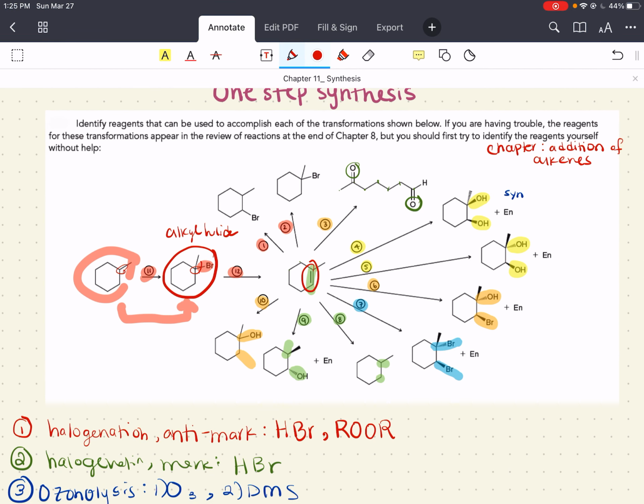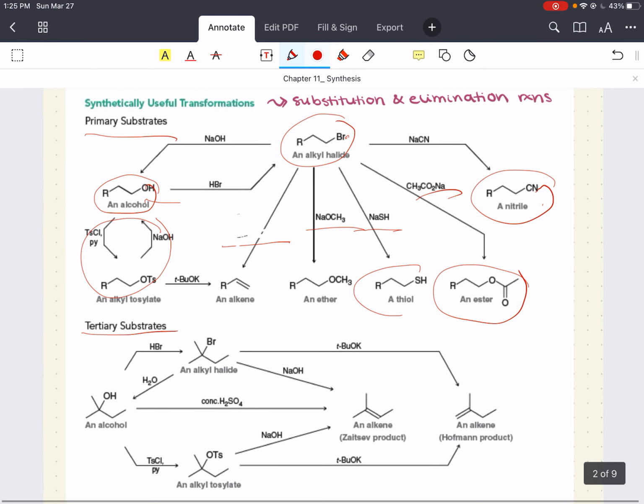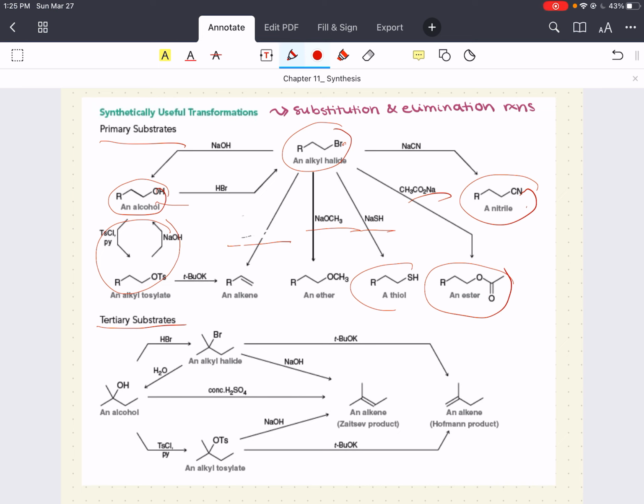We've done all of this together already in great detail when we covered Chapter 8, addition reactions of alkenes, and we've also covered in Chapter 7 how to work with substitution and elimination reactions. This is a really good stepping stone if the idea of multi-step synthesis is a little scary at first. Start off with just practicing one-step synthesis. Take this graph, for example, and study it. When you feel confident, block out all of these and see if you, by yourself, can figure out what reagents you need to do all of these one-step synthesis.